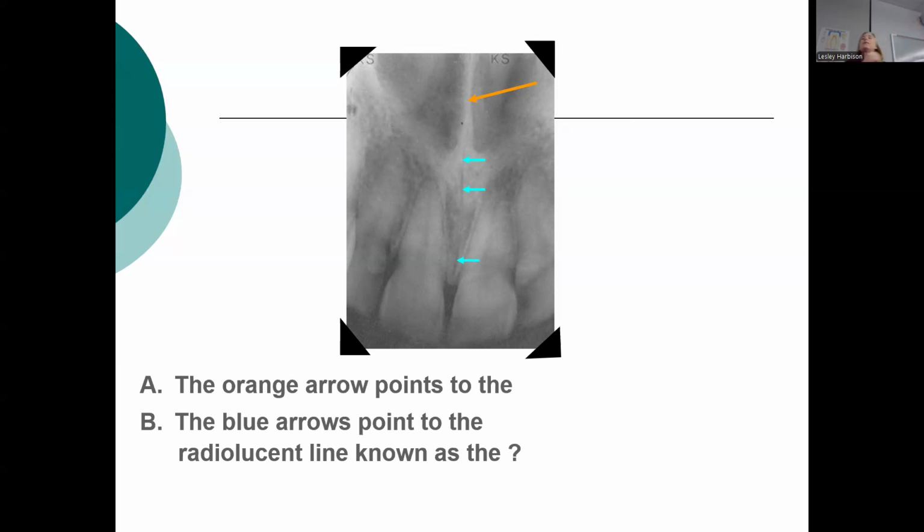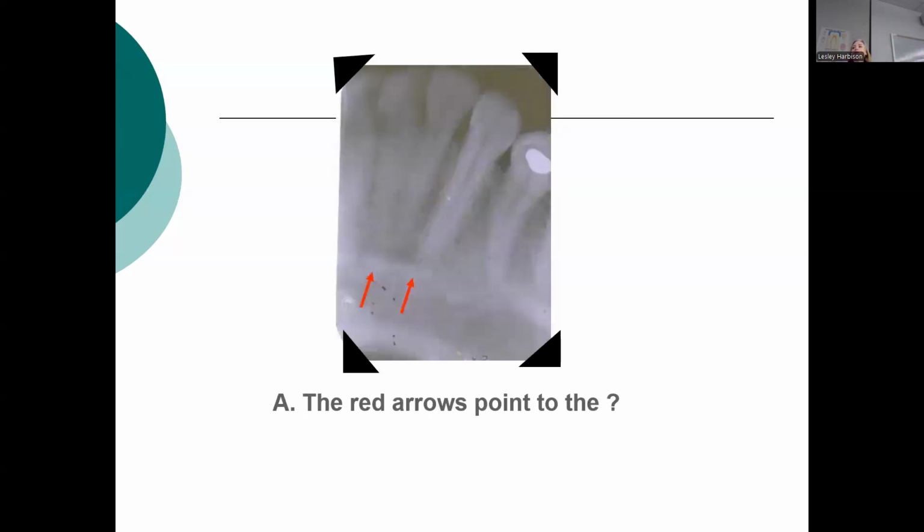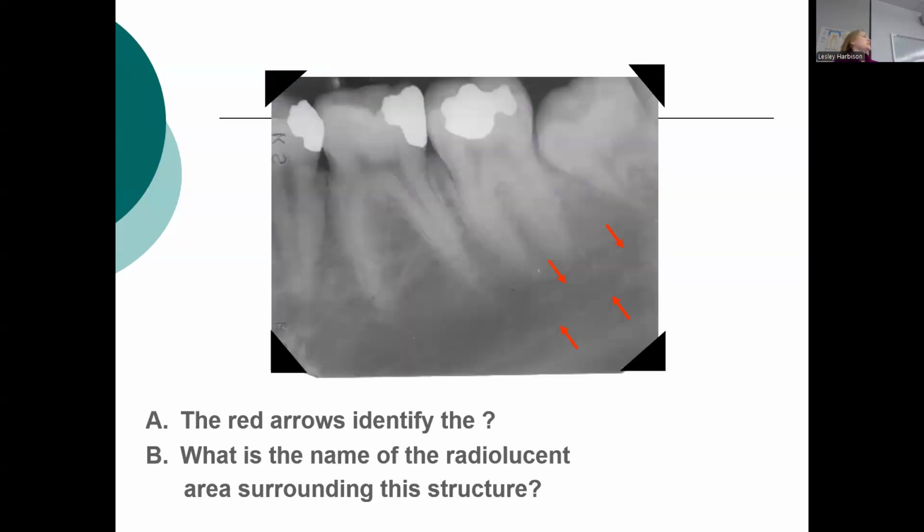Suture. Median palatine suture. Median palatine suture. How about, this is a weird one, the red arrows for this one? Kind of a hard one. Mental ridge. Good. What about the red arrows for this one? Mandibular canal. See how they're sandwiched? That's kind of how it'll be on the test.